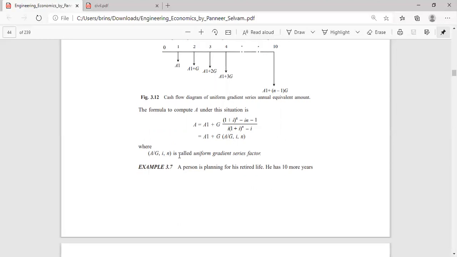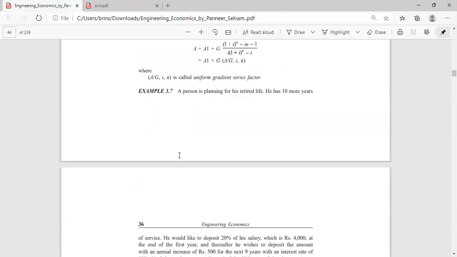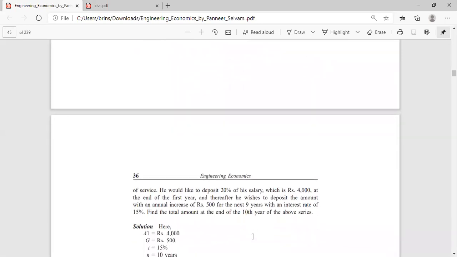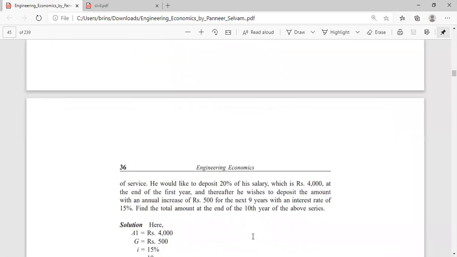Let's move on to the problem. A person is planning for his retired life. He has 10 more years of service. He would like to deposit 20% of his salary, which is rupees 4,000, at the end of the first year. Thereafter, he wishes to deposit the amount with an annual increase of 500 for the next 9 years, with an interest rate of 15%. Find the total amount at the end of the 10th year of the above series.